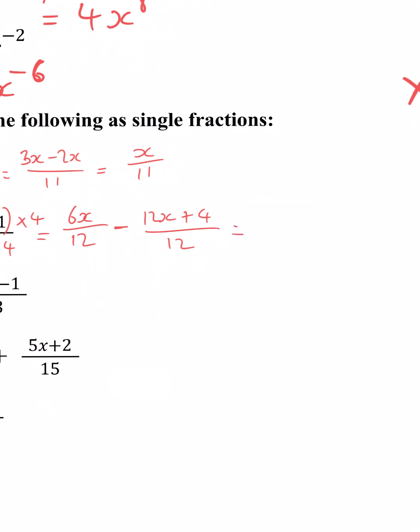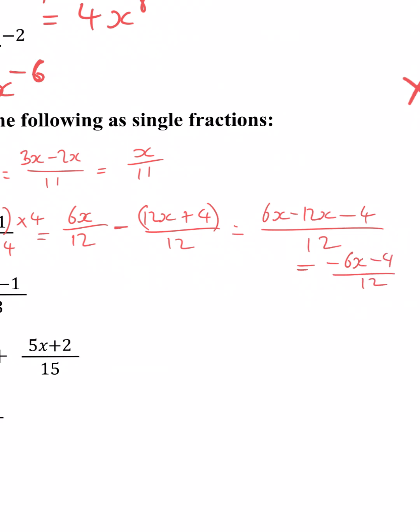So it's going to be all over 12. It's going to be 6x on the left. Now again, that minus is going to go on the whole thing over here. So it's going to be minus 12x and then minus 4 as well. So that comes out to 6x minus 12x is minus 6x minus 4 over 12.